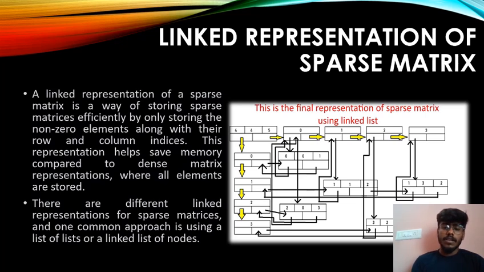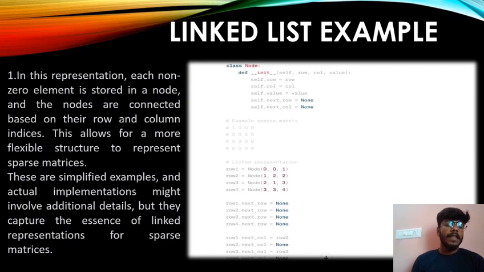You can see here. In this representation, each non-zero element is stored in a node, and the nodes are connected based on their row and column indices. This allows for a more flexible structure to represent sparse matrices. These are simplified examples, and actual implementations might involve additional details, but they capture the essence of linked representation for sparse matrices.